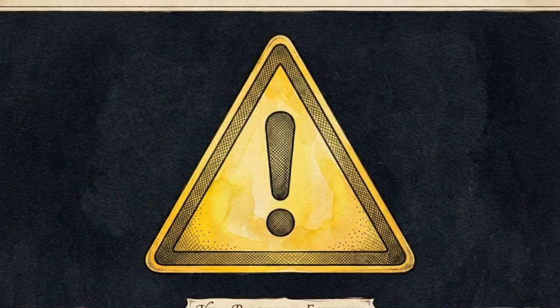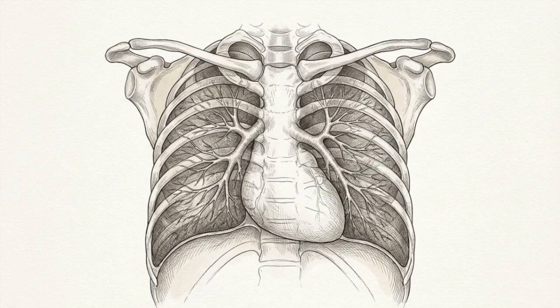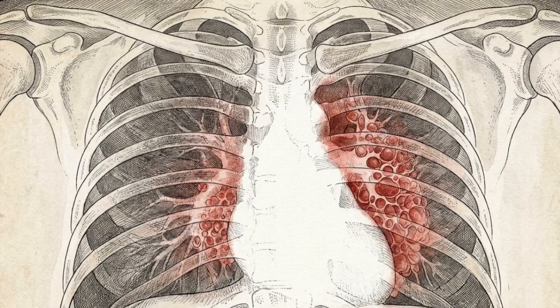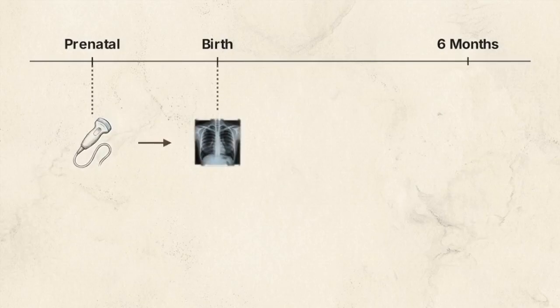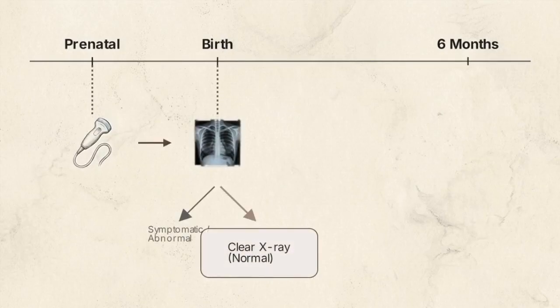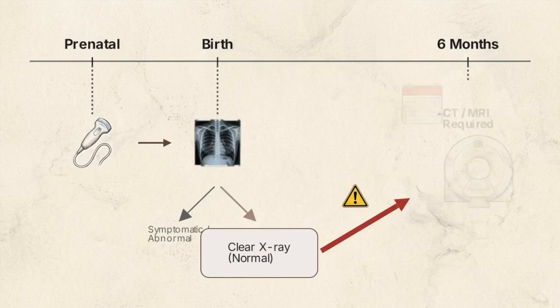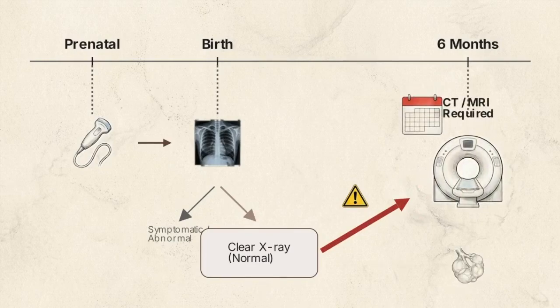For asymptomatic infants, there is a critical workflow rule. A normal initial postnatal chest X-ray does not rule out the presence of CPAM. Small cysts easily hide behind the heart or diaphragm on standard X-rays. This timeline algorithm illustrates the absolute requirement for advanced thoracic imaging. Even if the initial X-ray is clear, a CT or MRI must be performed by 6 months of age to definitively stage any occult or hidden lesions.